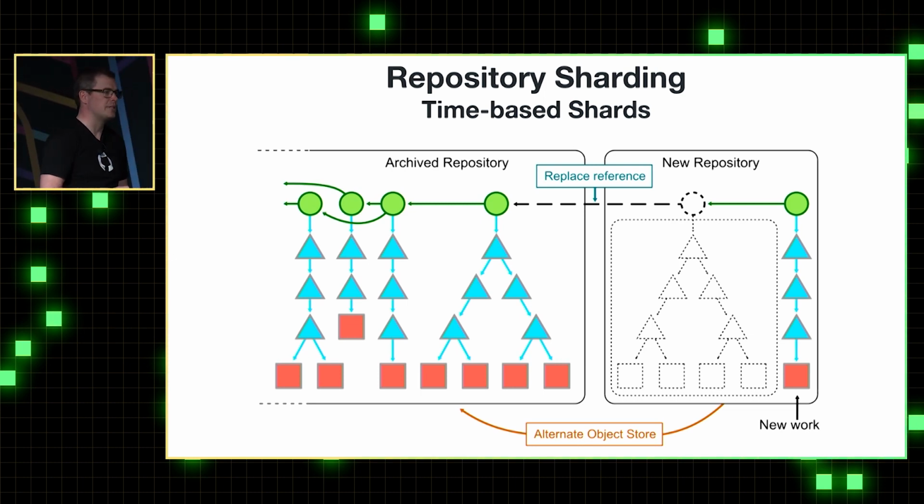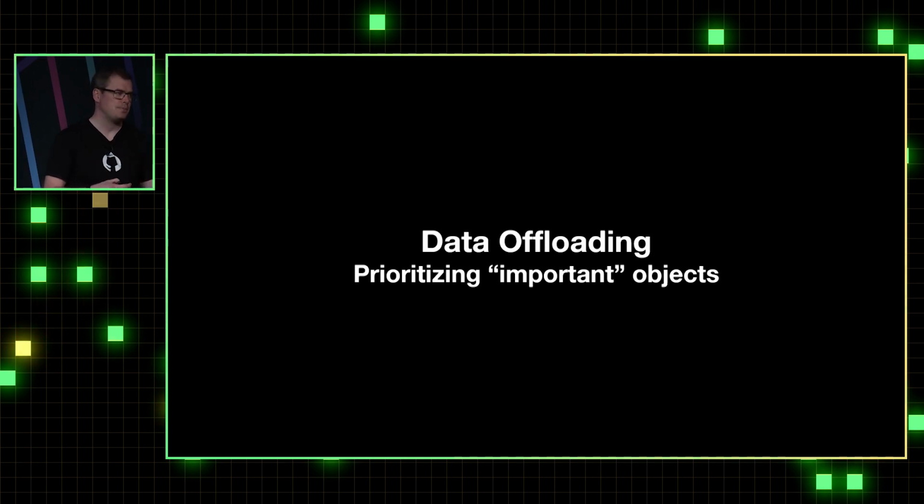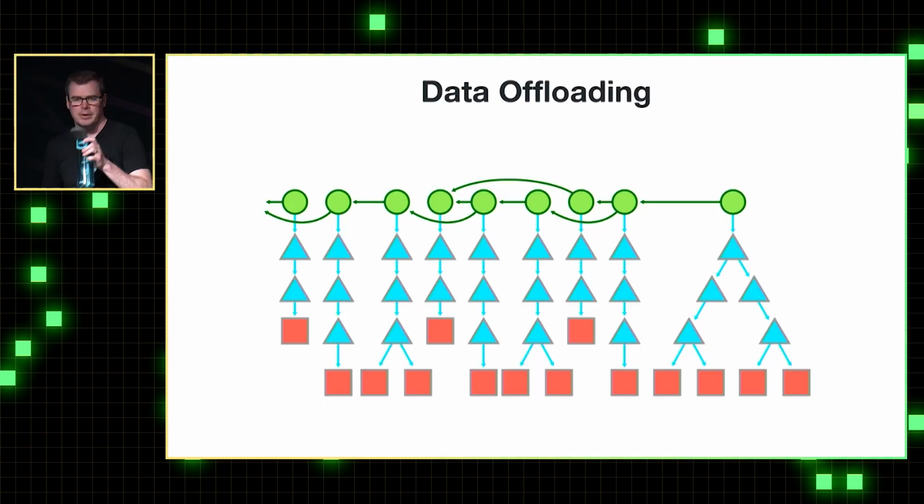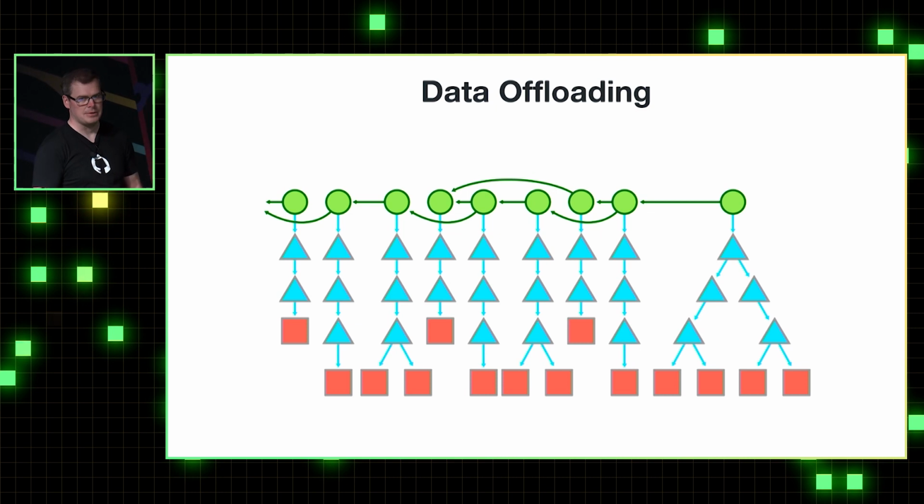The next strategy isn't actually a sharding strategy, but it comes from the idea of data offloading. Databases can offload data that's infrequently used to cheaper storage and then keep the fast and expensive storage focused on the important pieces. So if we want to think about this in the Git world, we can think about another object graph. So commits are super cheap to store, and they're really important to many Git commands. So we're going to think about them as really important.